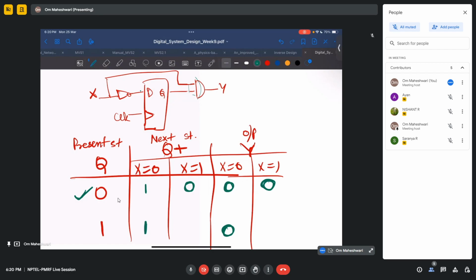Yeah. So next input is 1, the present state is 1, q plus will be, this will become 0, q plus will change to 0. Why q plus will be 1?